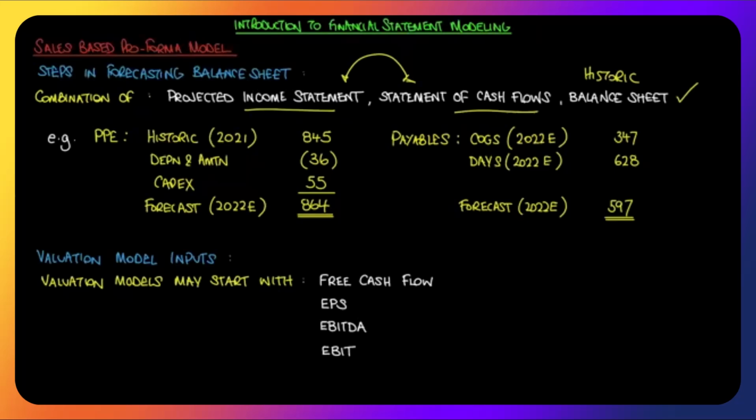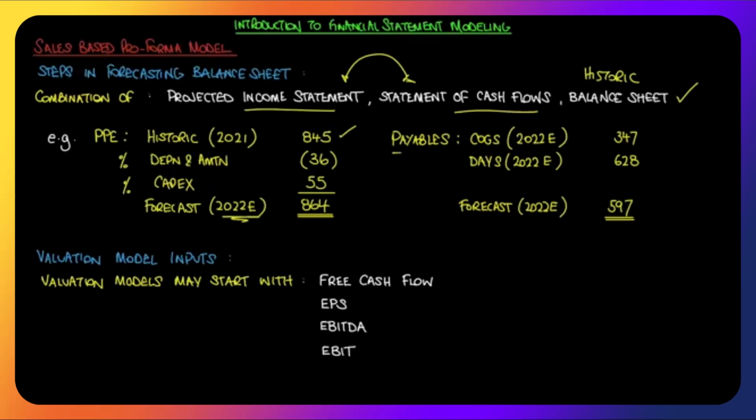Couple of simple examples. Again, you can walk through as many as you like if you have the Excel spreadsheet. But to get PPE for the first year that was forecasted, a historic figure given was 845. We know depreciation and amortization, a percentage of revenue. They forecasted as 36. That would reduce PPE. CapEx, again, just using a percentage of revenue, we said was 55. That would boost PPE. That gives a forecasted PPE balance in the 2022 estimated balance sheet of 864.